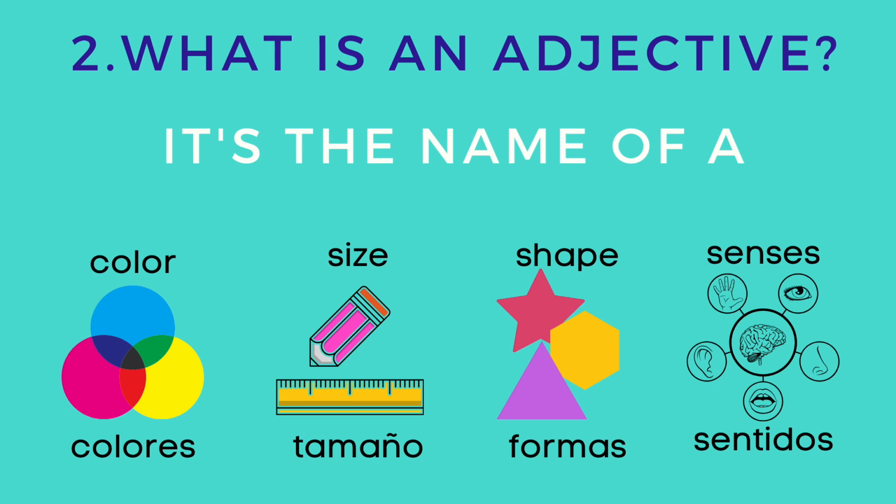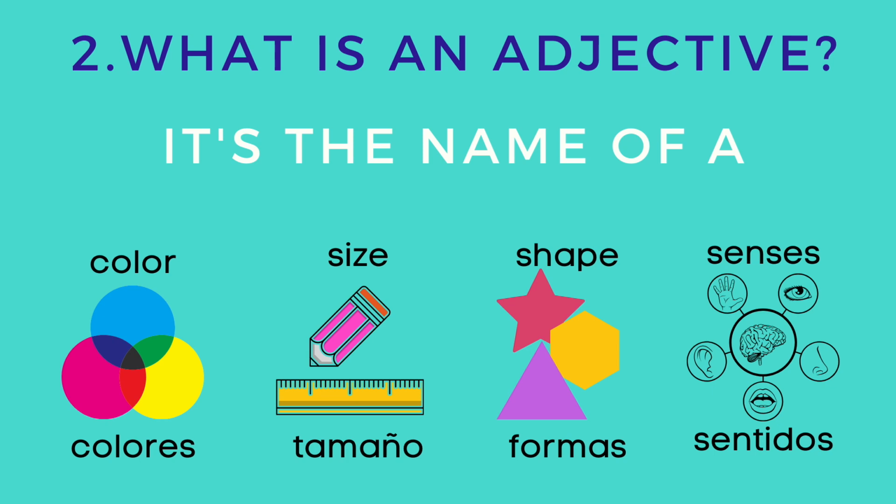So what is an adjective? And what does an adjective have to do with a noun? An adjective is a word that describes a noun. El adjetivo es algo que describe a un sustantivo. Es algo, una palabra que describe a un sustantivo. An adjective is a word that describes a noun. Now let's talk about each of these things.